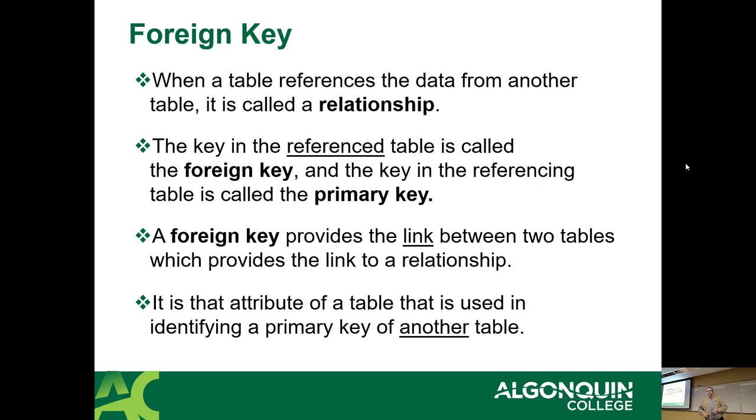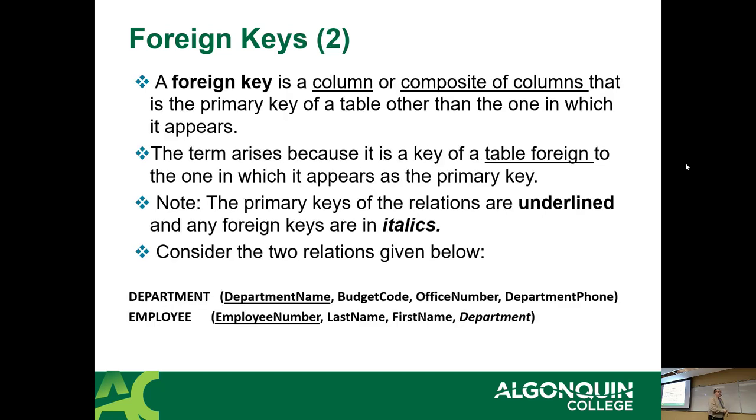A foreign key is a single or multiple columns. If the primary key that it's being fed from is a composite key, all the members of that composite key must exist as a foreign key. So the term foreign key specifically means that it's a key in this table whose value comes from a table that is foreign to itself.